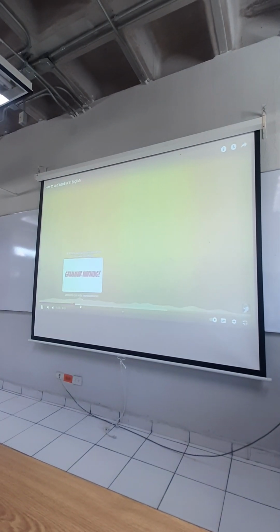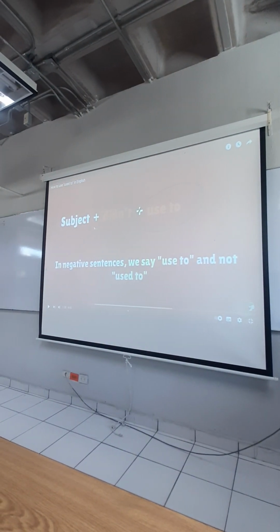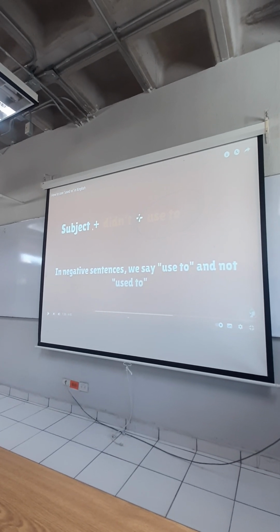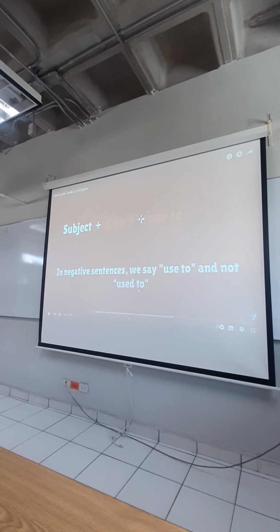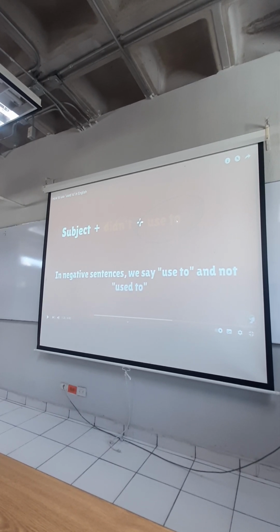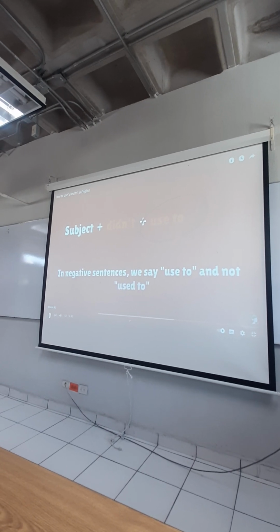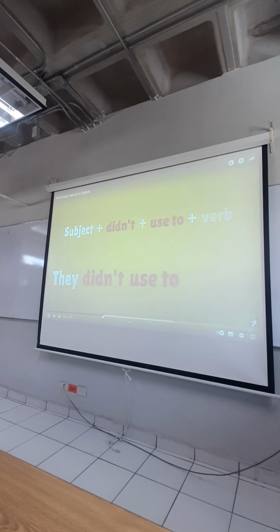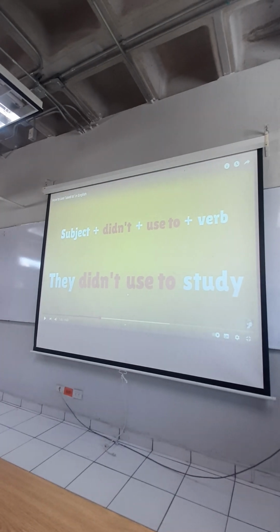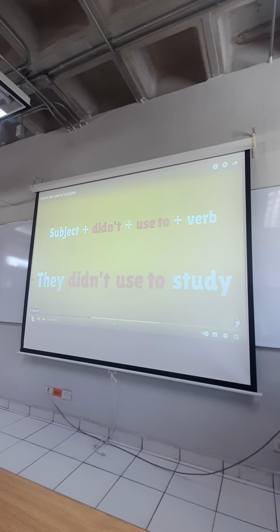Let's see another example here. Grammar warning. Okay. So, the negative form. In negative sentences we say didn't use to. Remember we use did and the verb in the base form. Como cualquier otro verbo pasado negativo, did y el verbo en el infinitivo. Es un verbo regular. Okay? Regular. So here's another example. They didn't use to study. Wow. But now in the present, I think they do the opposite. They study.